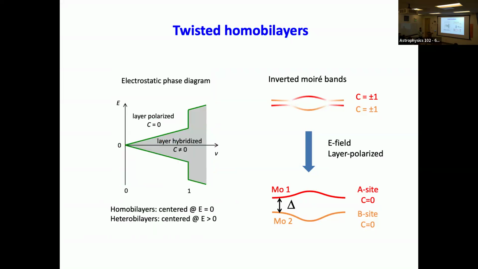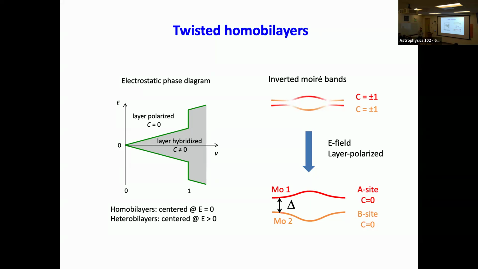And this is the phase diagram. I will come back to it. This is the electric field and the filling factor, which can be independently tuned in our devices. Typically for the homobilayer case, zero electric field is centered here, and the system is in the layer-hybridized limit in the small electric field region. There, the bands are hybridized or inverted, and the Chern number of the band is not zero.